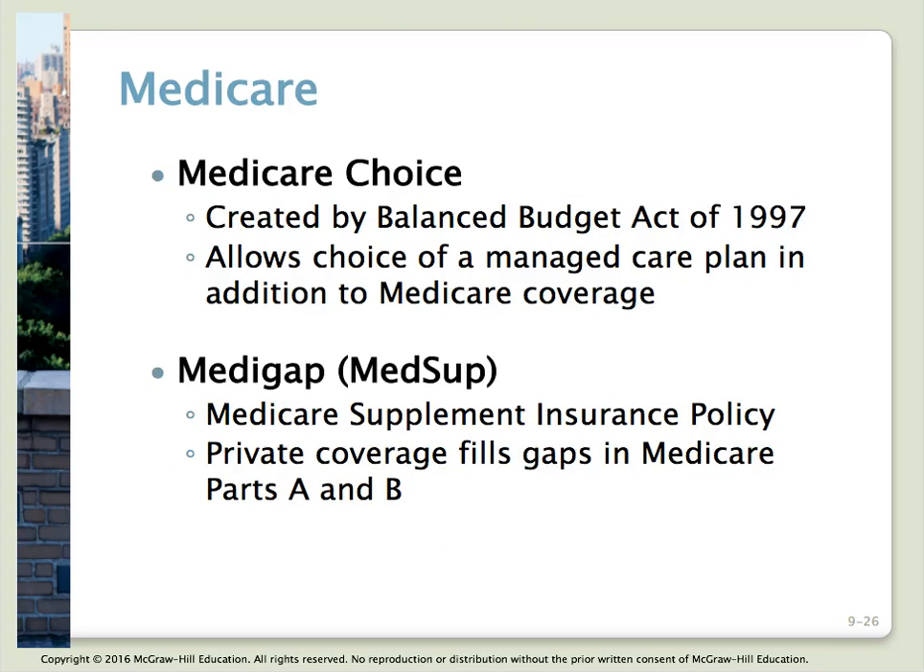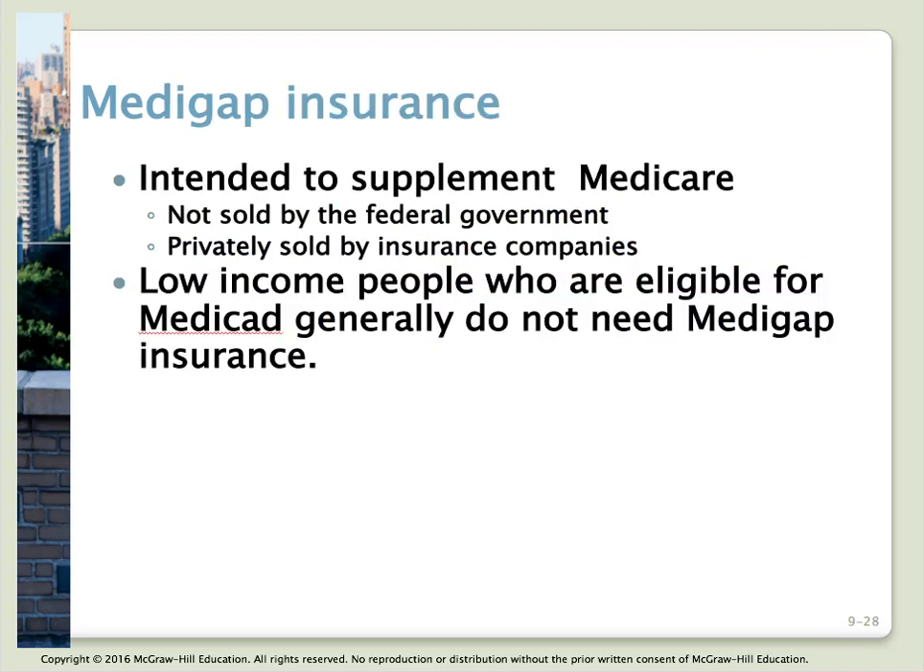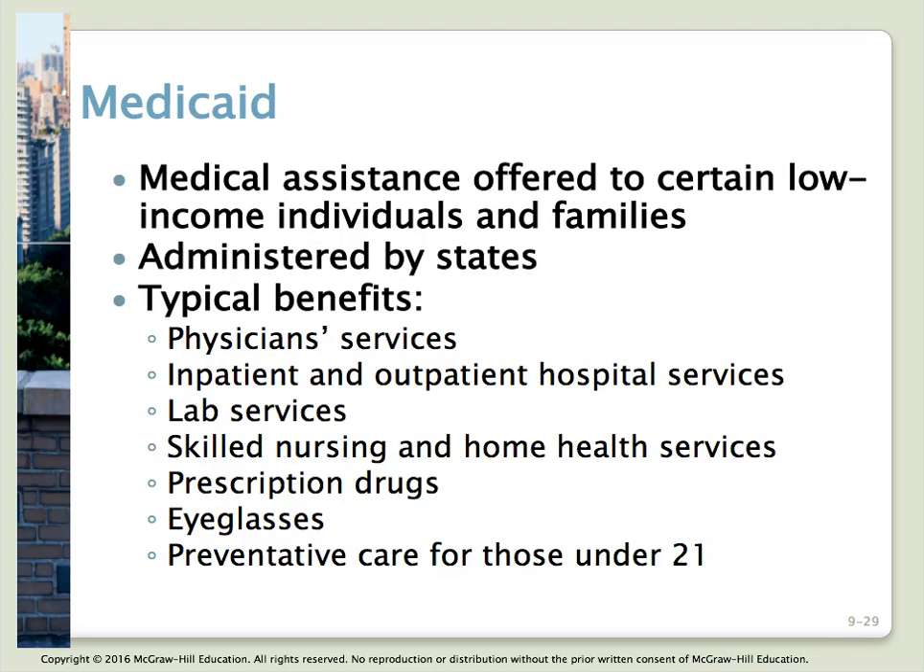Medigap insurance is intended to supplement Medicare. However, it is not sold or serviced by the federal government or by state government. So many private insurance companies sell Medigap insurance, and if you're interested in supplementing a Medicare plan, you would need to go to a private insurance company. If a person is a low income person who is eligible for Medicaid, generally they don't need Medigap insurance. Medicaid offers insurance to certain low income individuals and families. Typically it covers things like physician services, hospital services, lab work, prescription drugs, those types of things.